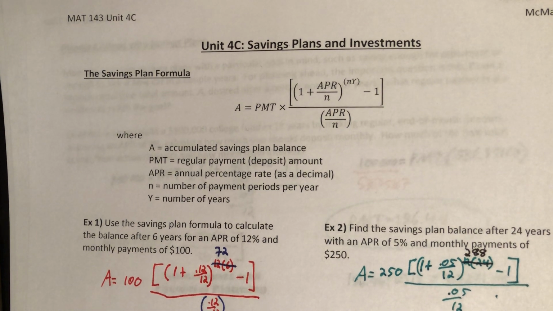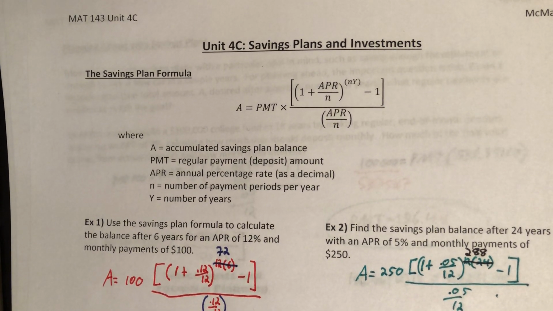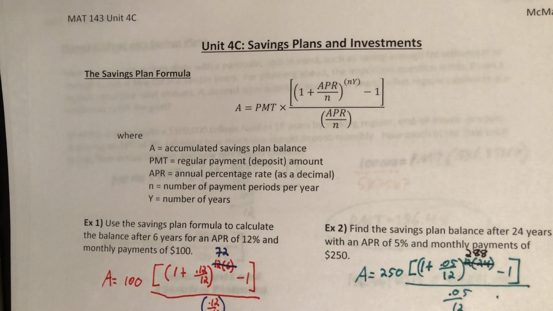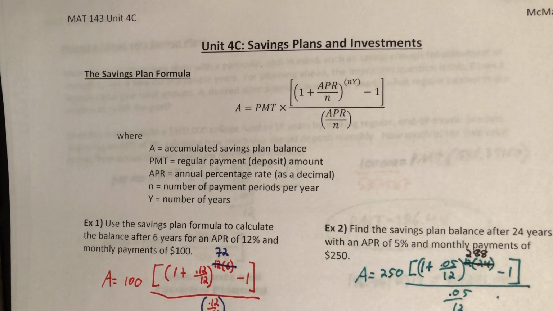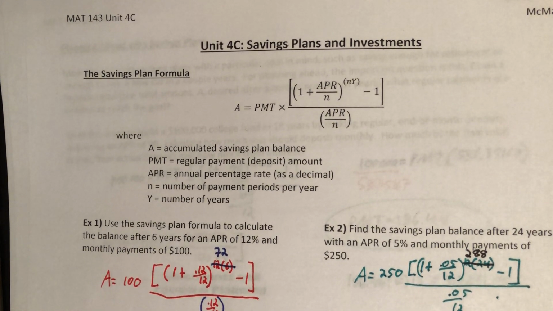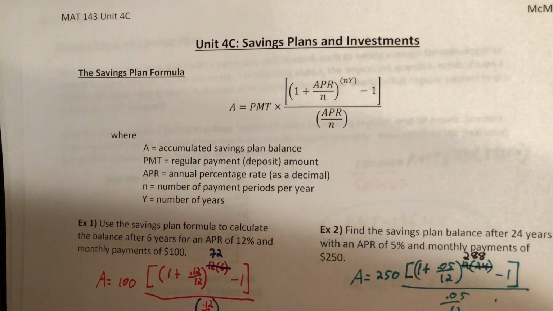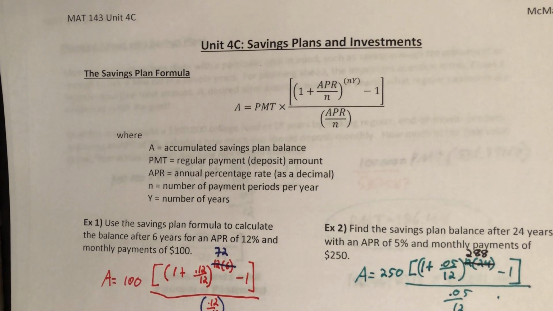Well, most of us don't have $11,000 sitting around to deposit into an account. So what usually happens is people will make monthly payments into an account over time. With a savings plan or investment, we are going to figure out how much you would put in a month to have a certain amount at the end. So A is your starting ending amount.